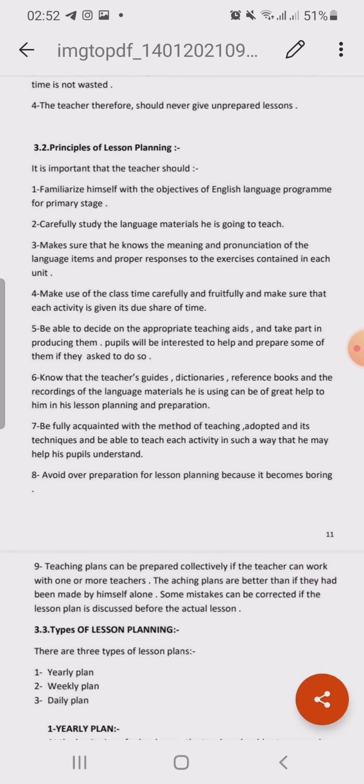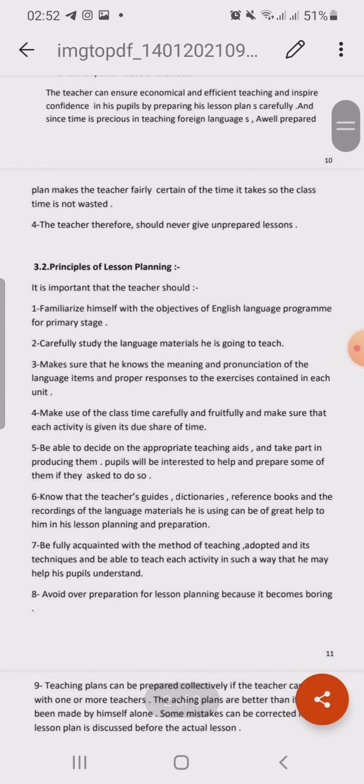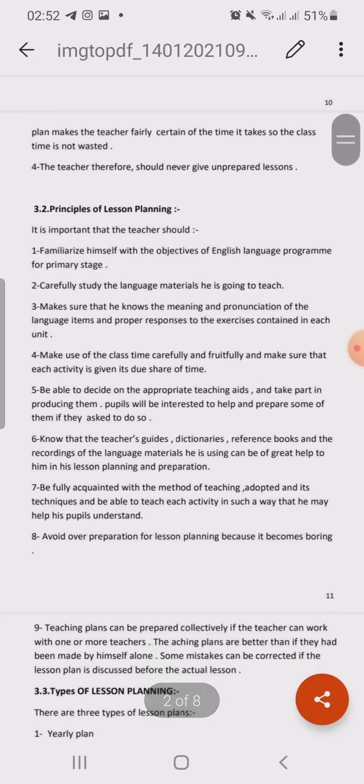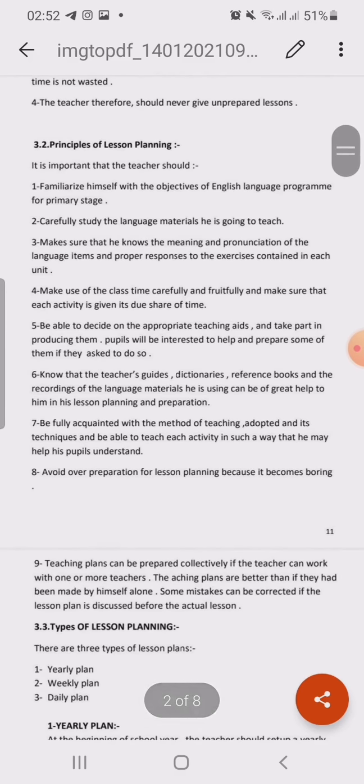It's important that the teacher should, here are 9 steps to be studied carefully. It's important that the teacher should familiarize himself with the objectives of English language program for primary stage. يعني لازم المعلم يعلم نفسه ويكون على معرفة، أي يحيط نفسه خبرا ببرنامج تعليم اللغة الإنجليزية للمرحلة الابتدائية، للدراسة الابتدائية.